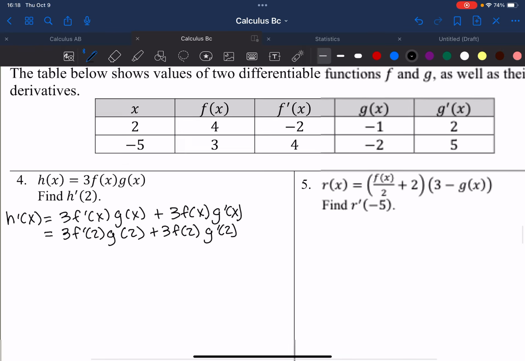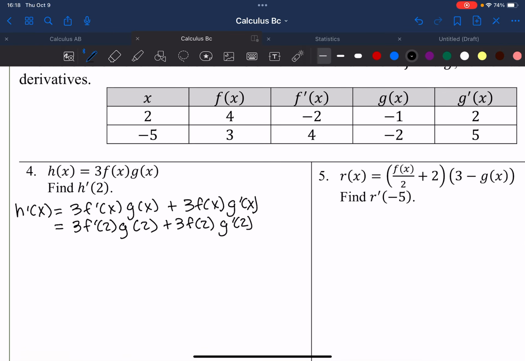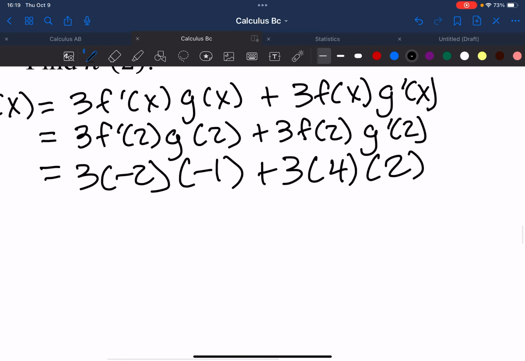So if I look up at the table above, I know that f prime of 2 is negative 2, so 3 times negative 2. G of 2 is negative 1, plus 3 times f of 2, which is 4, and g prime of 2, which is 2. So that means I have positive 2, 6, so this is 6 plus 24, which is 30.